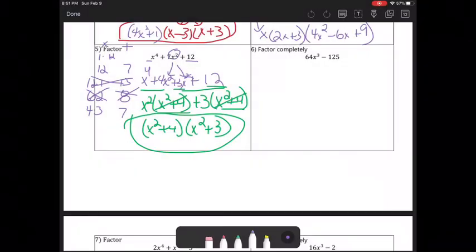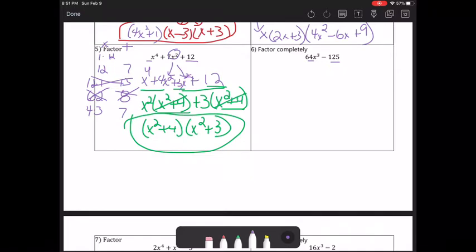Okay, so now we are looking at number 6. You notice it's not a trinomial, so we don't have a first and last term anymore. So what we look at now is our binomial rules. The first thing I look at, because it's easier, is whether these are perfect squares. Well, 64 is a perfect square, but 125 is not. So after I check and see they're not perfect squares, I ask, are they perfect cubes?